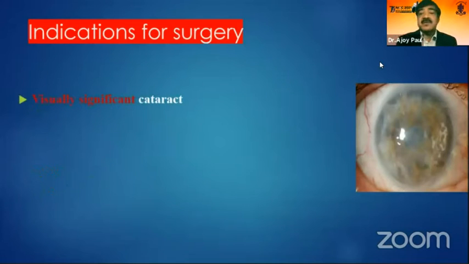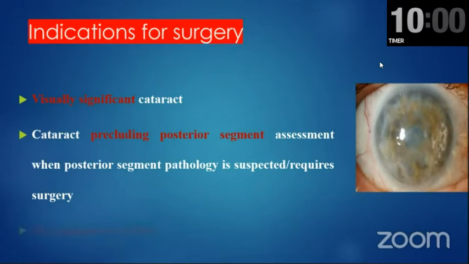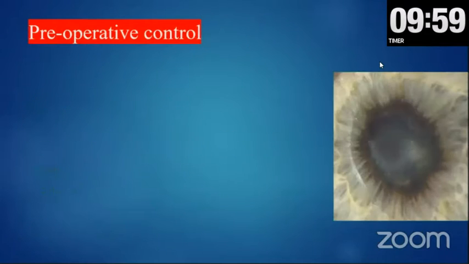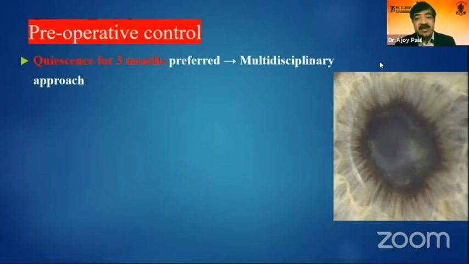Indication for surgery in uveitis is usually a visually significant cataract, as would be in any other cases. Cataract precluding any posterior segment evaluation is also an indication, and any phacoantigenic uveitis. So preoperative control is a must. A quiescence period of 3 months is preferred. A multidisciplinary approach is to be done.